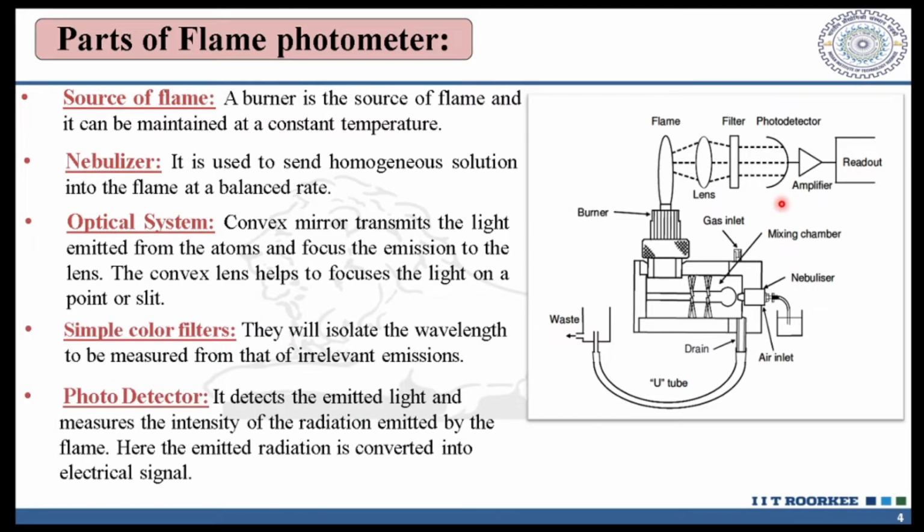Now last is photodetector. It detects the emitted light and measures the intensity of radiation emitted by the flame. That is, the emitted radiation is converted to an electrical signal with the help of photodetector. The produced electrical signals are directly proportional to the intensity of the light.